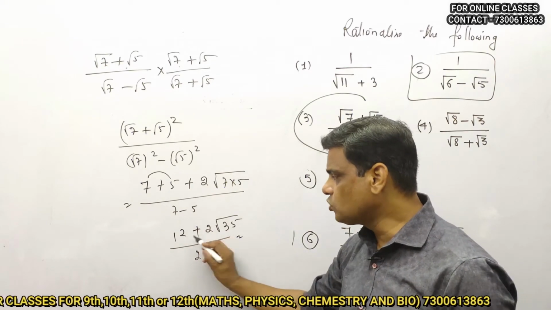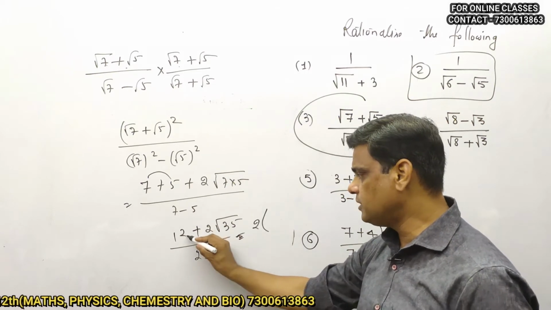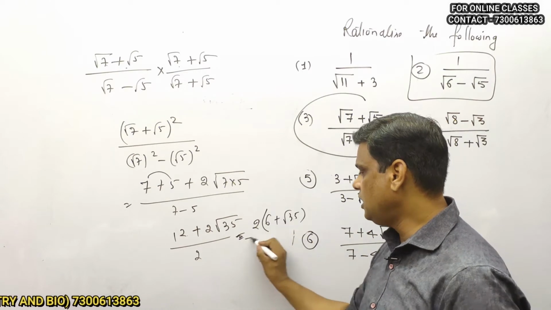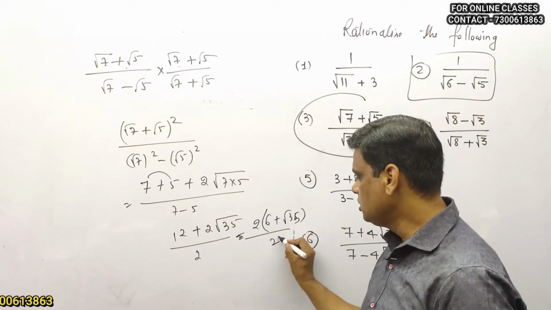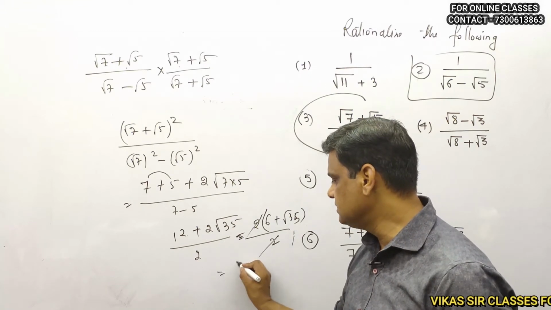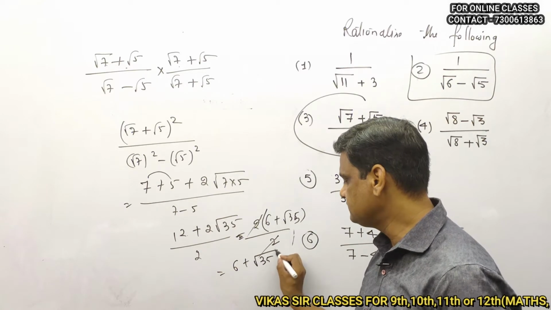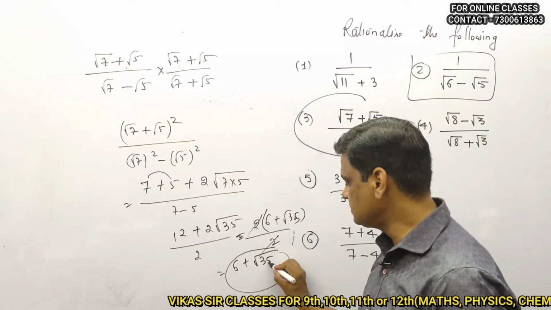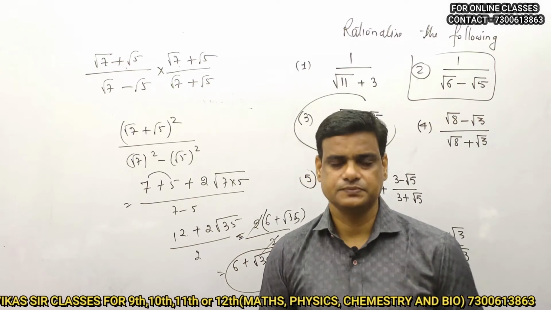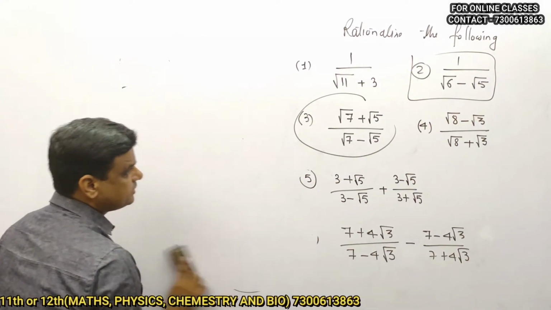Let's see. Can we take 2 common? Yes. If we take 2 common, it would be (6 plus root 35) upon 2. Now see, 2 is cancelled by 2. So your final answer is 6 plus root 35. Is that clear? So the next question is, we have done 3 questions.